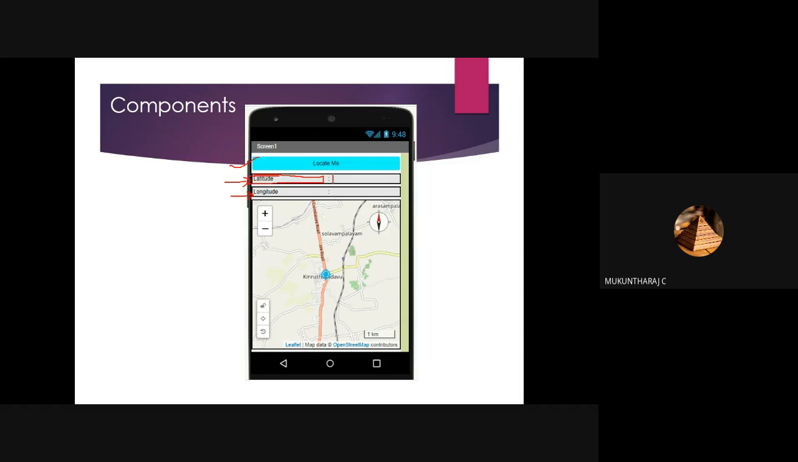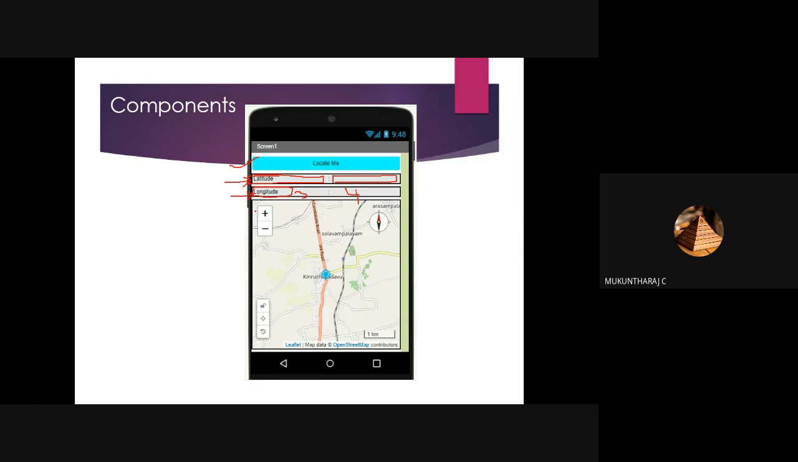Okay, this is label 2. Label 1 is going to give you the title as latitude. Label 2 is going to give you the latitude, which is empty initially. The same thing for label 3 and 4. This is label 3, this is label 4. Label 3 is for showing the title longitude and 4 is for showing the longitude.